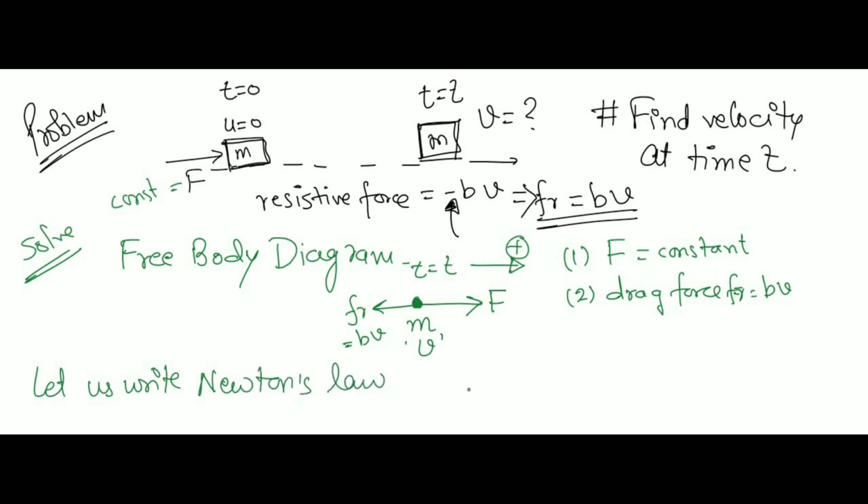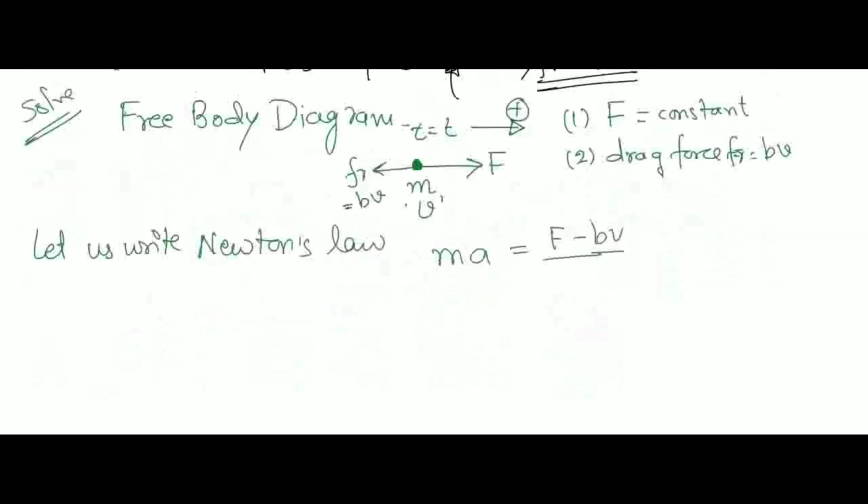So from Newton's law, we can write the net force: ma is equal to F minus bv. This is the total force on the system. So from here, we will get that acceleration is equal to (F minus bv) by m. See, this velocity is changing. At t equals 0, it was u. At t equals t, it is something v, which we have to find out.